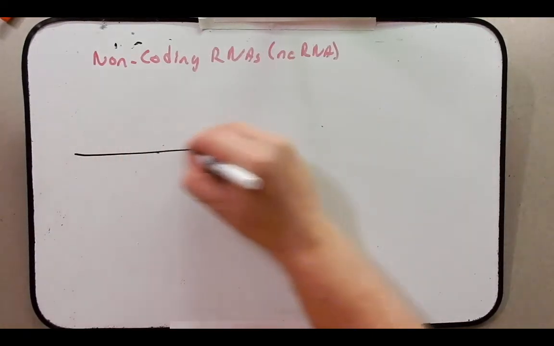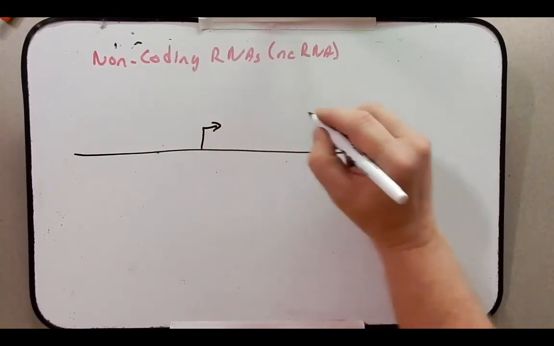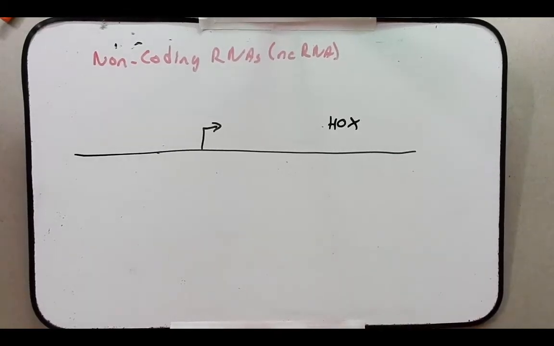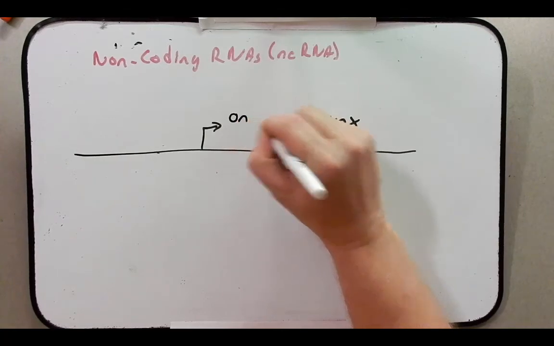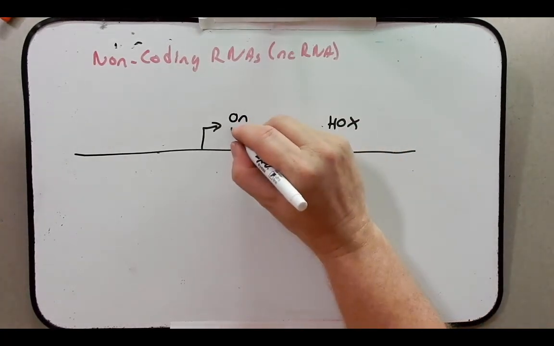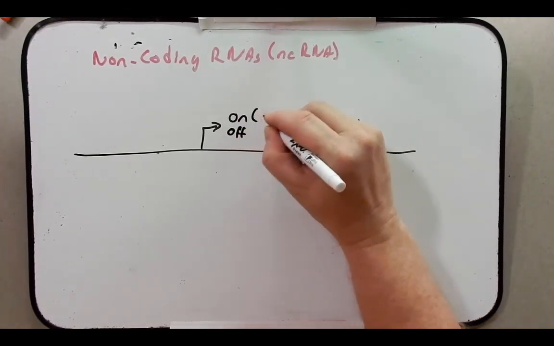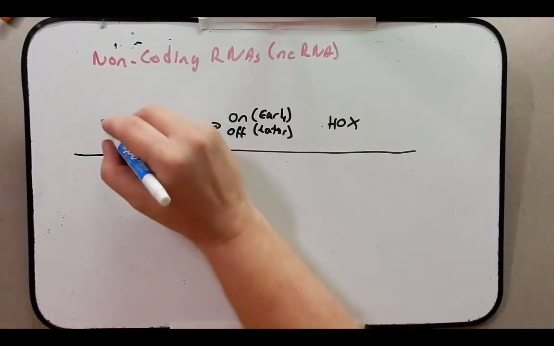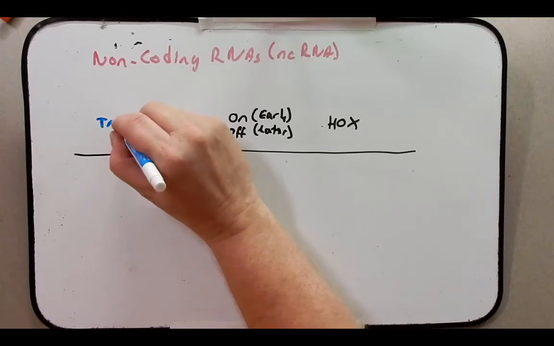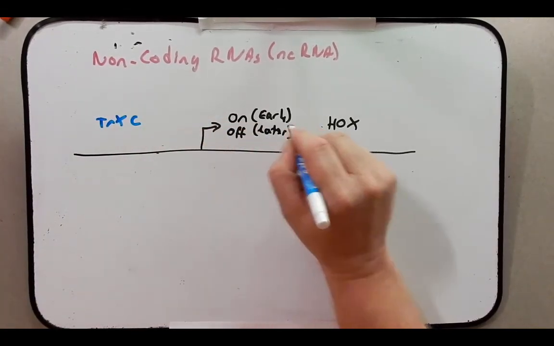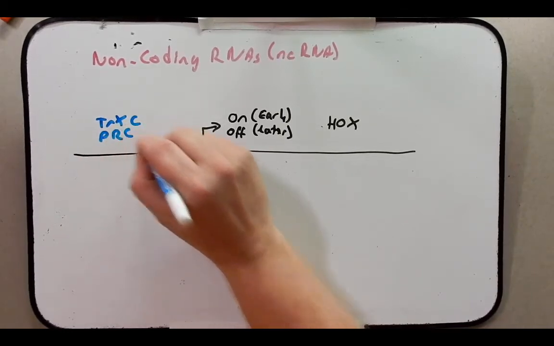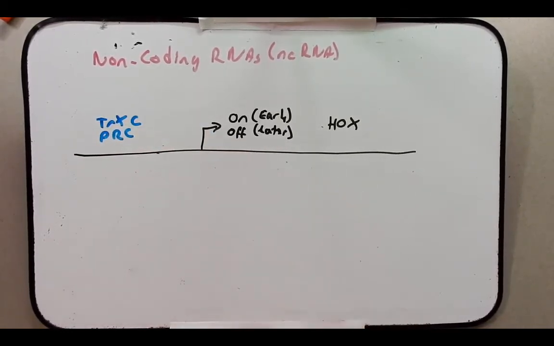Well, let's just make up a gene here. Well, we don't really have to make one up. We'll call it a Hox gene. These Hox genes are really important in establishing early developmental planes in the embryo. And so we're going to want them on early on in development and off later. So on early, off later. When these genes are on, it'll be the trithorax complex that will bind to turn them on. When we want them off, the Polycomb repressive complexes will bind to turn them off.